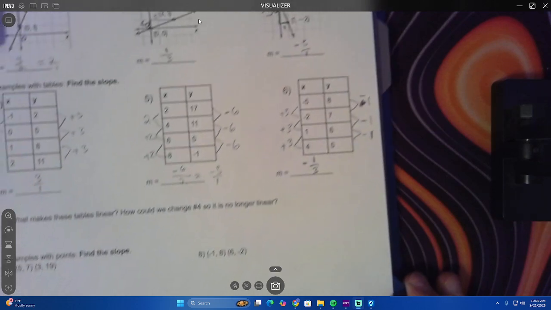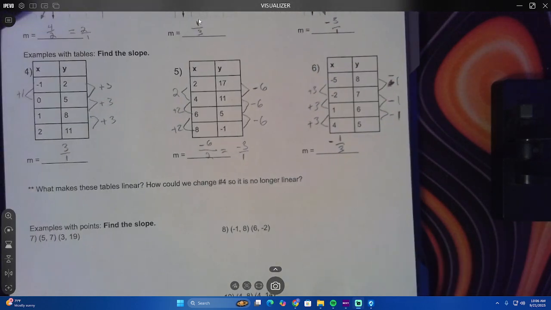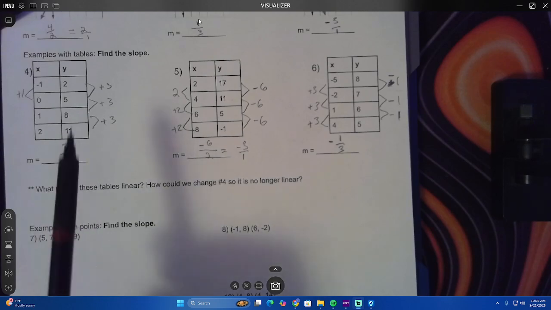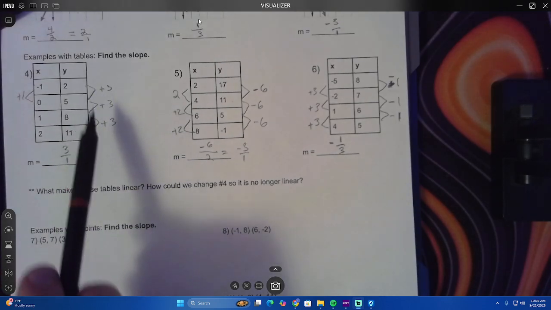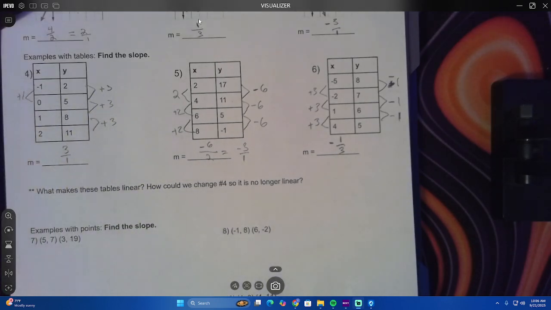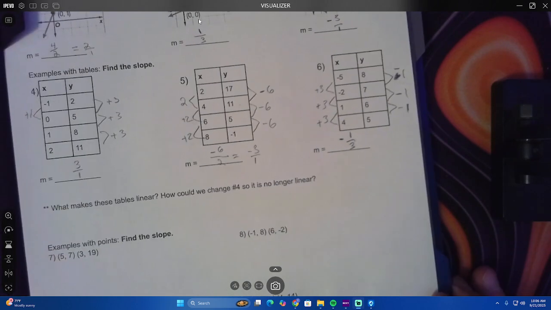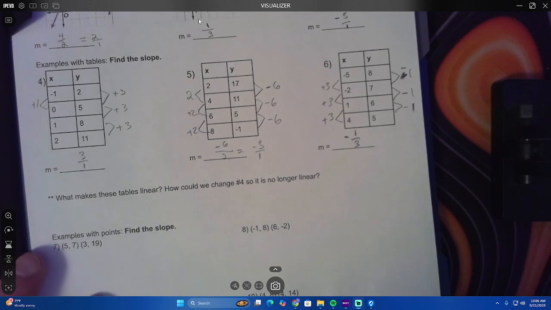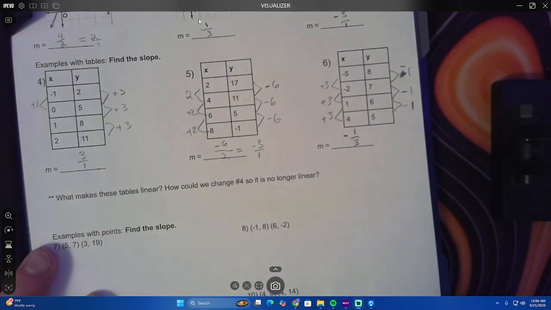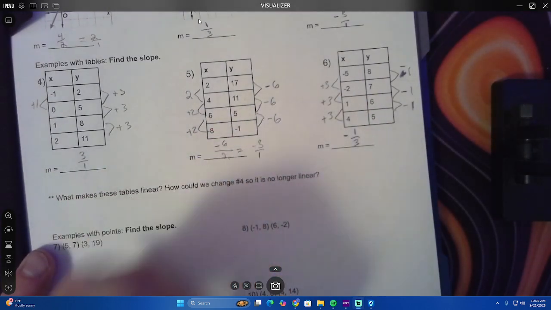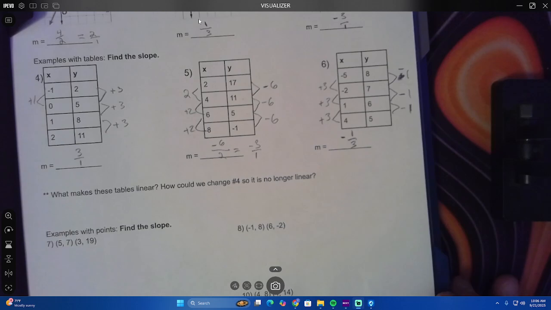One thing I want to talk about is what makes these tables linear and how could we change number 4 so that it's no longer linear. Well, one thing that makes them linear is the constant rate of change in both the x and the y direction. So if we wanted to change number 4 to make it no longer linear, we could change a y value so it increases by something more than 3.